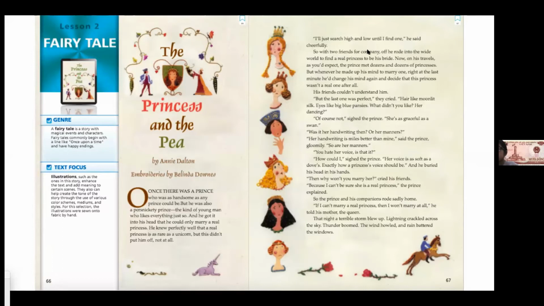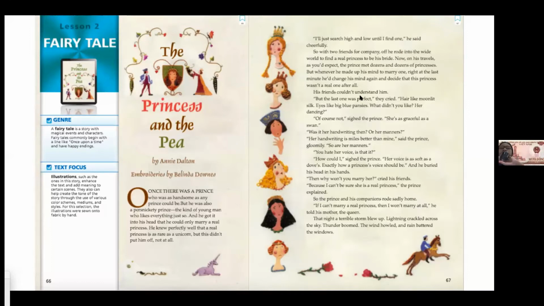Okay, thank you, Maggie. All right, so let's read a little bit of this and then I'll ask some questions. I'm going to read the first paragraph and then we can take turns reading a bit later on. Okay. Princess and the Pea by Annie Dalton, embroideries by Belinda Downs.